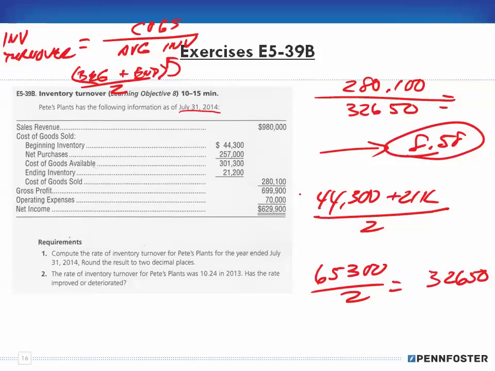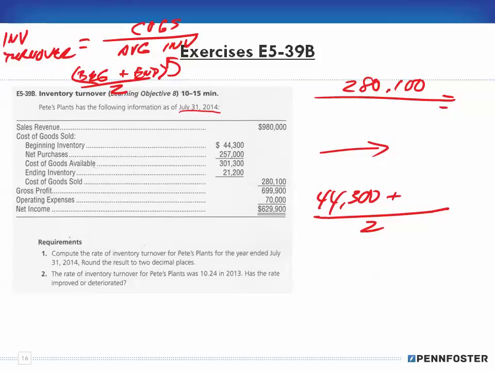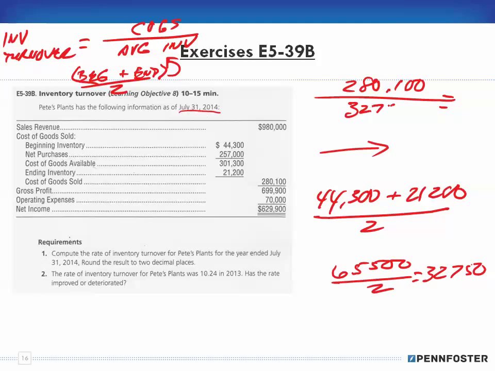Let's see here. Did I do that wrong? Yes, I did. Everybody makes mistakes. This is not 21,000, this is 21,200. All right, so 44,300 plus 21,200 is 65,500 divided by 2 gives me 32,750, and that's my average inventory, so 32,750.